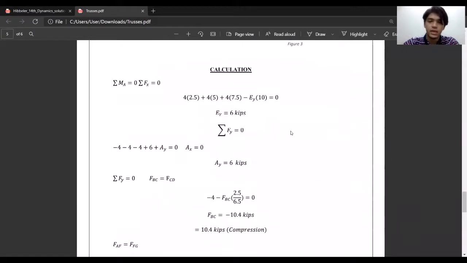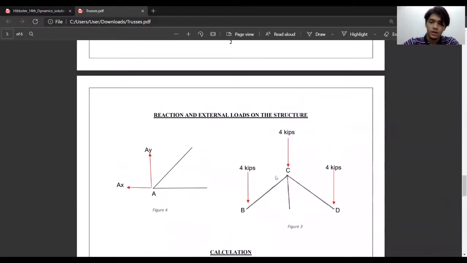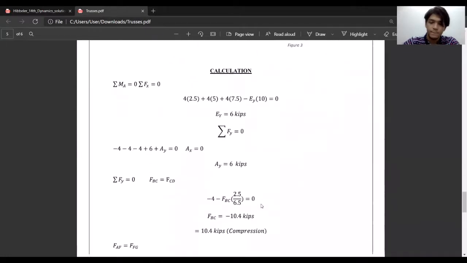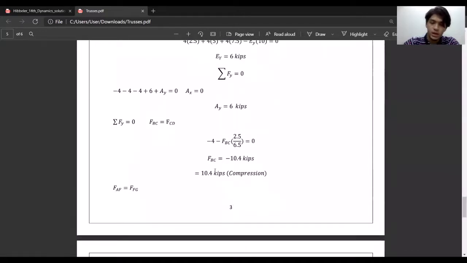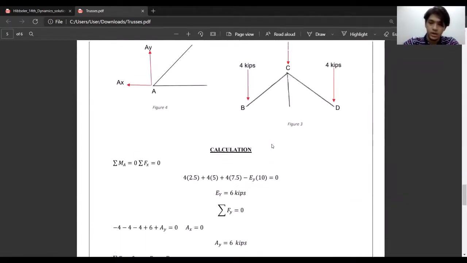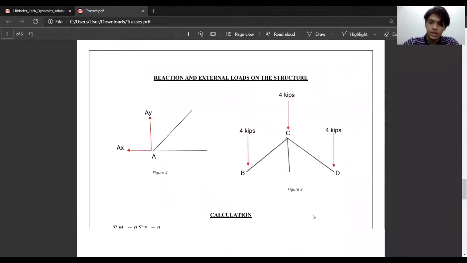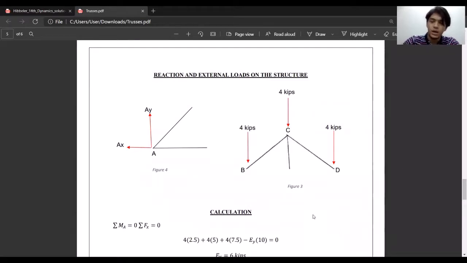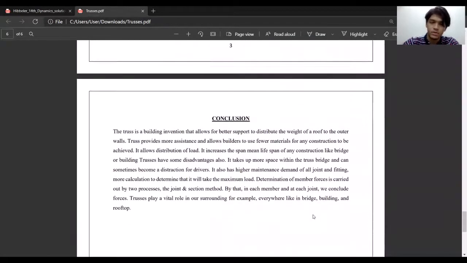So here's an example of calculation to find the force of member BC. We can see this BC member, and this example calculates the force. As we can see, we get a negative value, and negative means it's a compression. Then if we calculate all the joints, for example joints B, C, and D, we'll get which members are in tension and compression. Okay, so the conclusion.